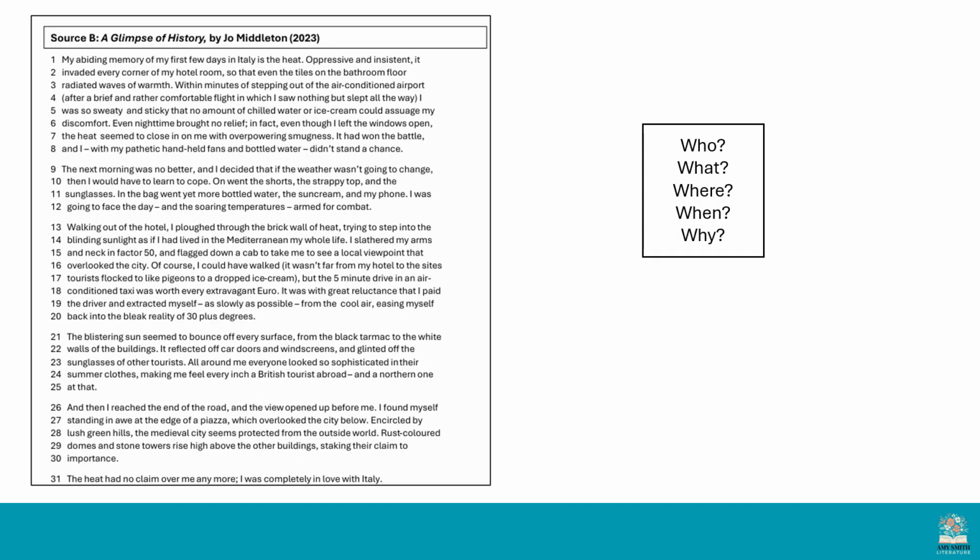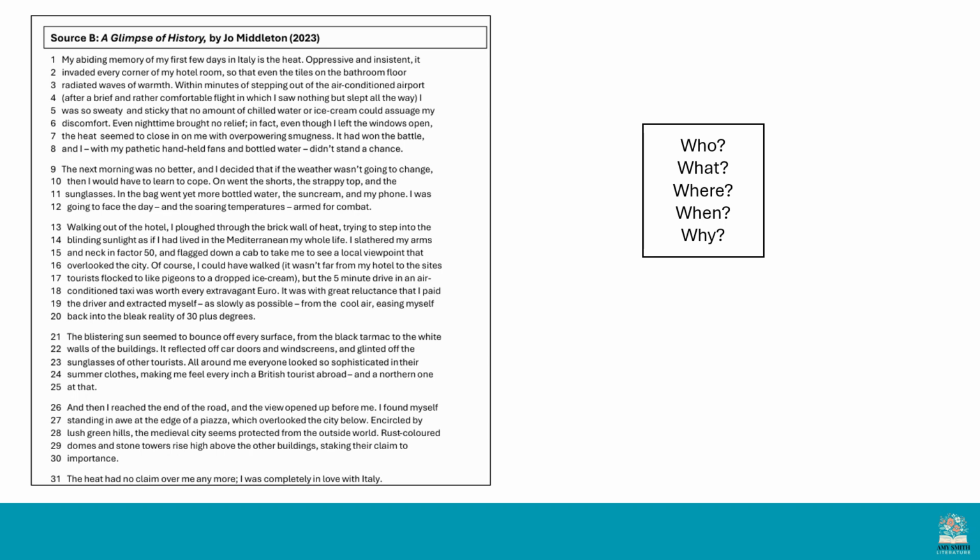Okay, let's look at the second source. And again, we're going to think through our 5 W's as well. This source is also set in Italy. You can see it's called A Glimpse of History by someone called Joe Middleton, but the date on this one is very different, so it's 2023. So already we have our who, it's Joe Middleton who's going to be speaking here.